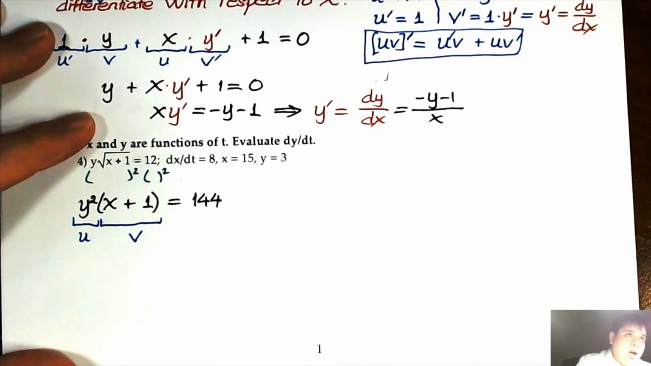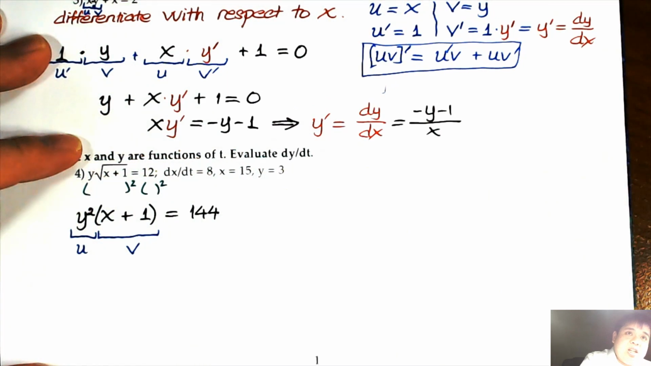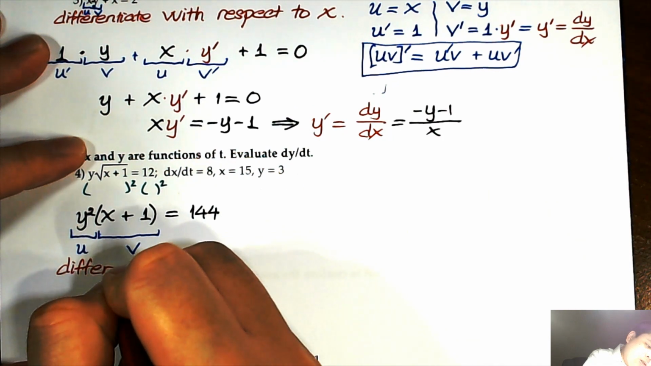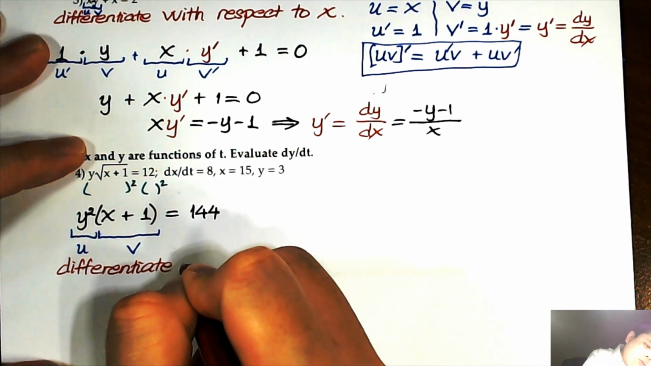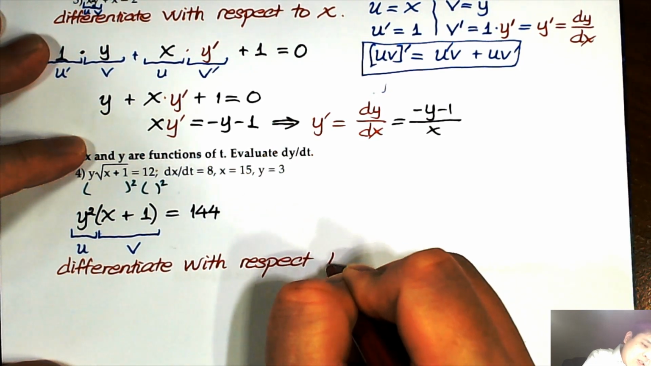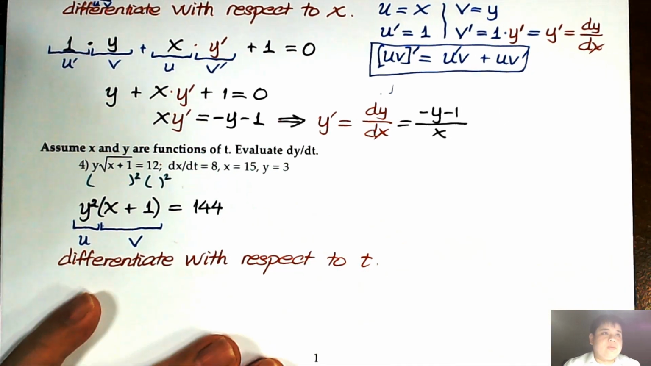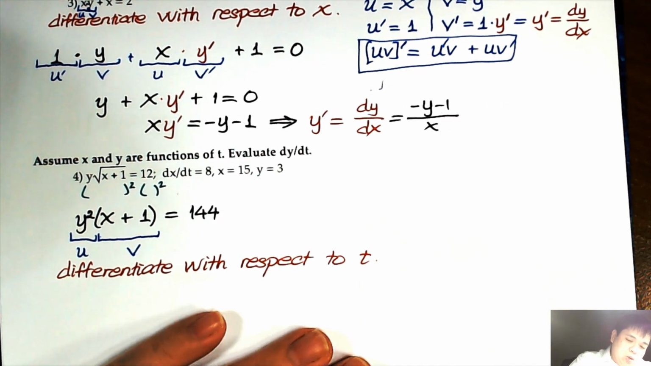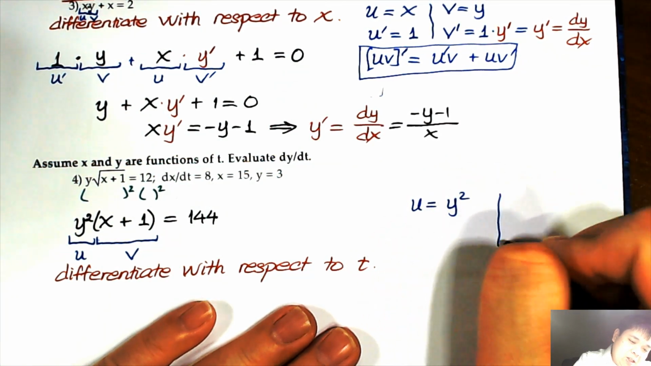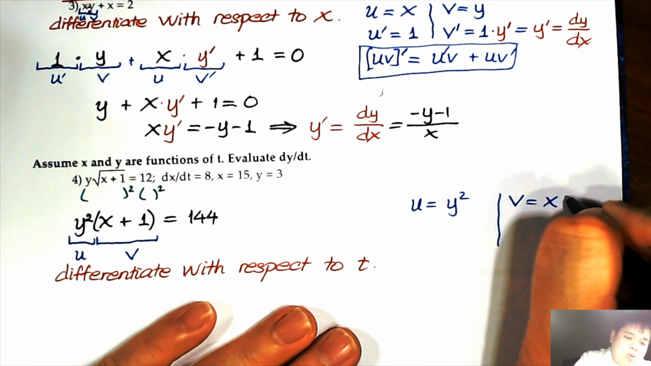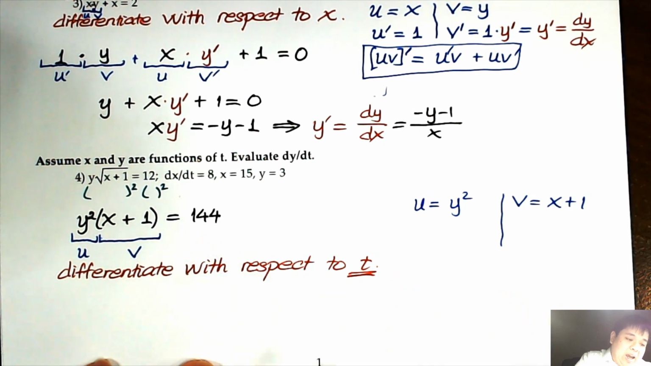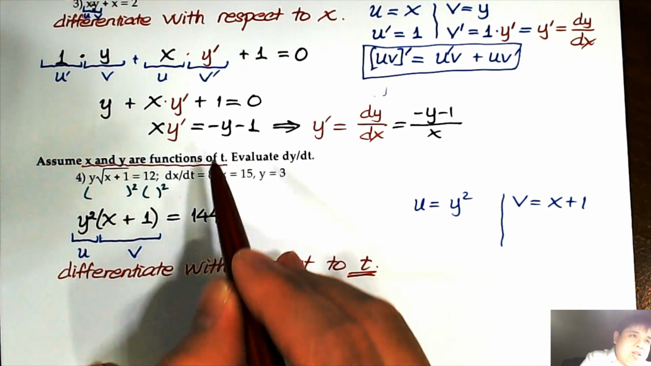Now we differentiate with respect to t this time because we need to have dy over dt. So differentiate with respect to t. Right. So it is the product rule. So I'm going to write here u is equal to y squared and v is equal to x plus 1. Now this time we take derivative with respect to t. And both x and y are a function of t.